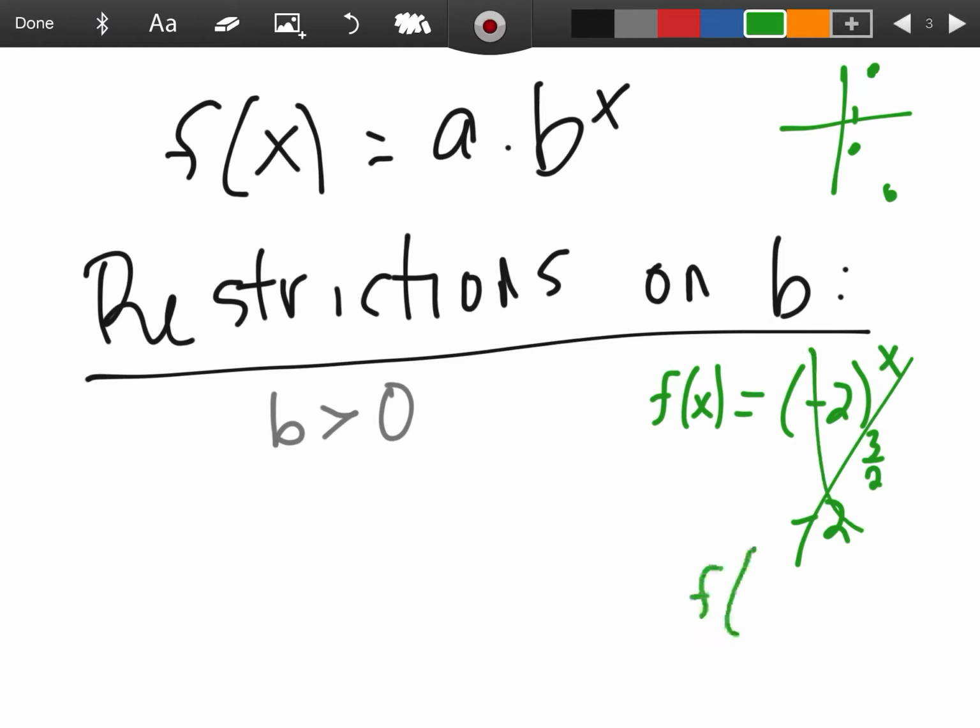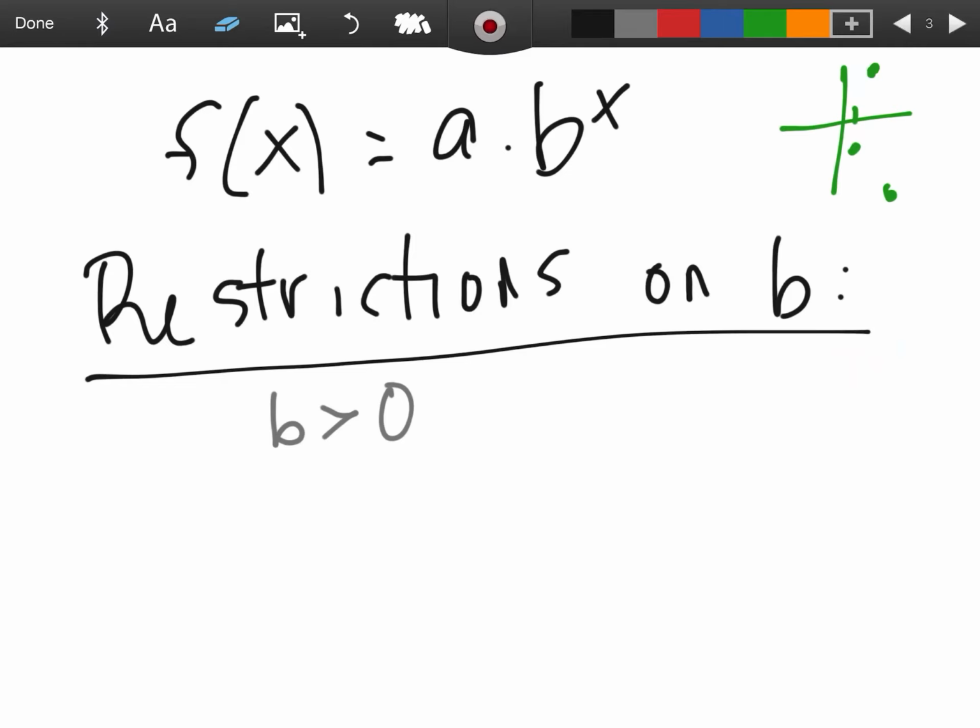It also can't be equal to 0. If we have f of x equals 0 to the x, well, what's 0 to the first power? What's 0 squared? Okay, again, that's not going to be any sort of exponential growth or decay.